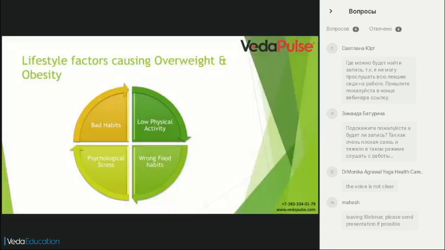And as we were talking, the lifestyle factors causing the overweight and obesity include the low physical activity, wrong food habits, but also it includes bad habits like alcohol and the psychological stress.